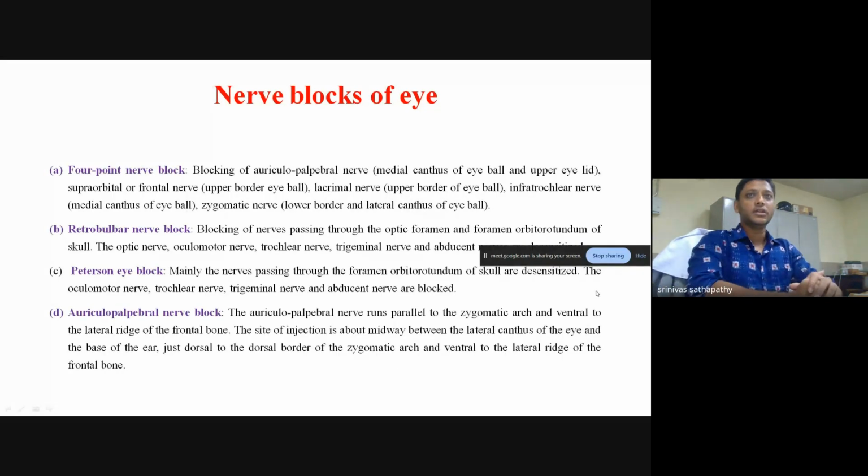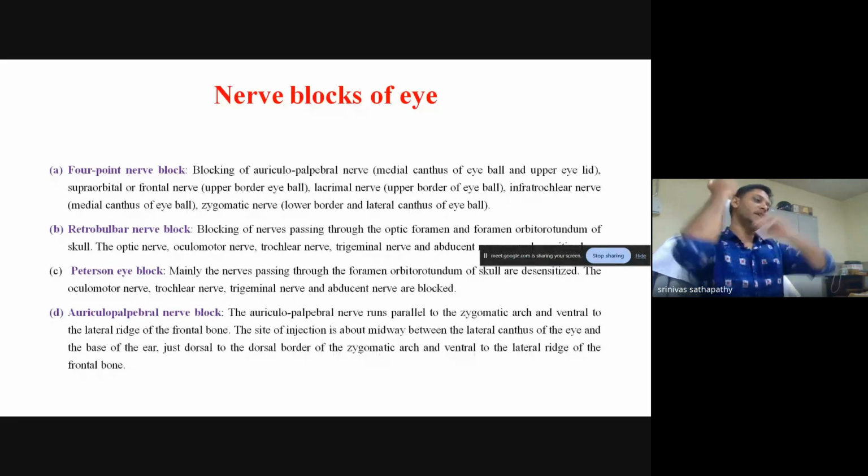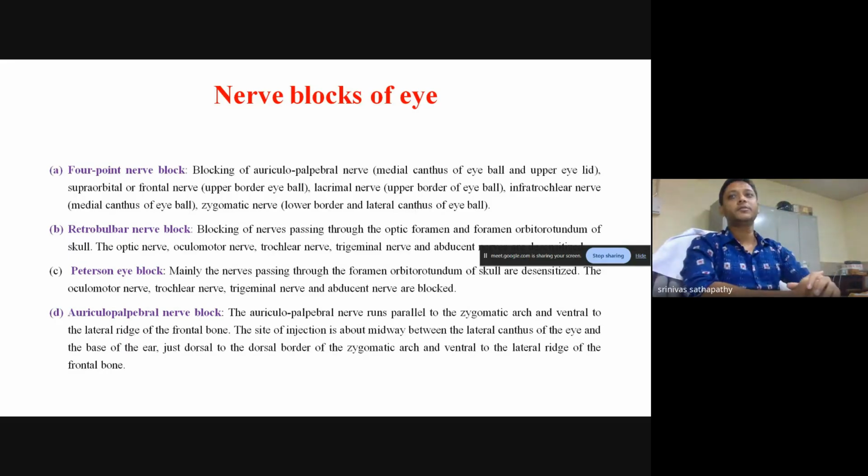Now coming to the different nerve blocks of the eye. There are different nerve blocks of the eye. First one is the 4-point nerve block. Now, as the name indicates, 4-point means you have to inject the anesthetic solution at 4 different points all around the eyeball. Now, why?